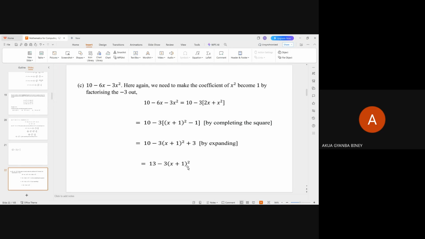The answer is still the same, but the underlying principle is that first, if the coefficient of x squared is not 1, do a factorization. You can make it affect everything. Or if you are good enough, you can do the small part and continue like that. If not, please do everything like what our brother did.